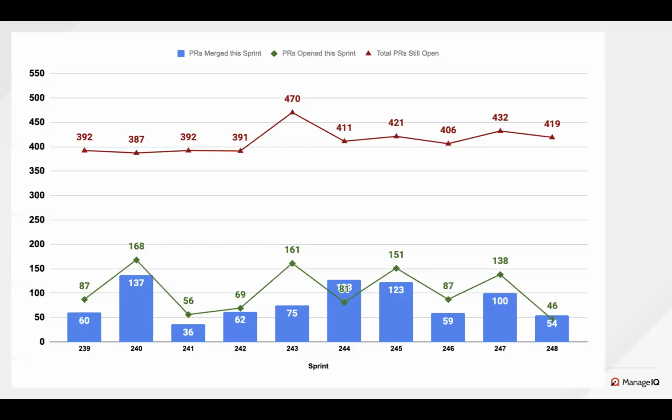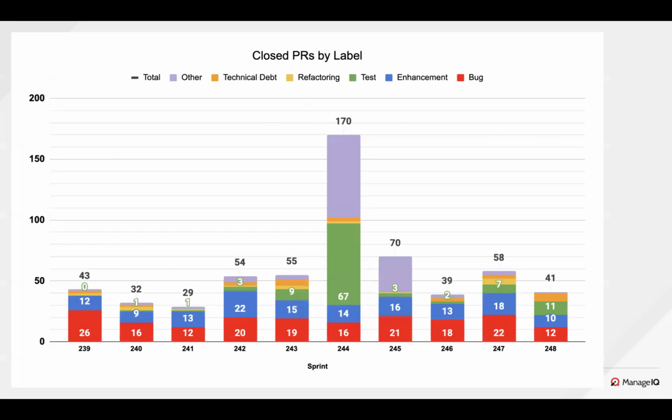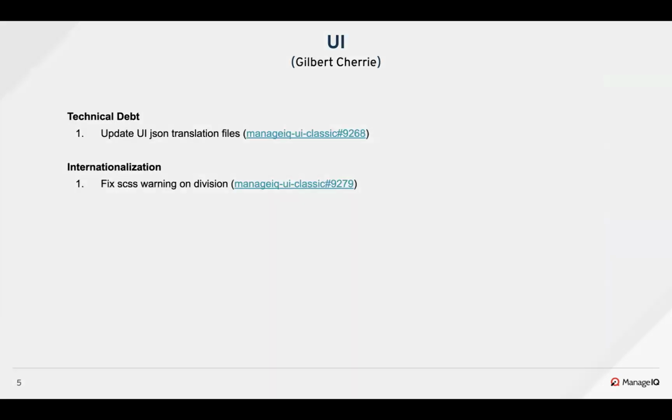As you can see, this sprint had 54 PRs merged, a little lighter than usual. We had a few people taking some time off. And those PRs were spread pretty evenly across bugs, enhancements, and tests. And over to Gilbert on the UI.